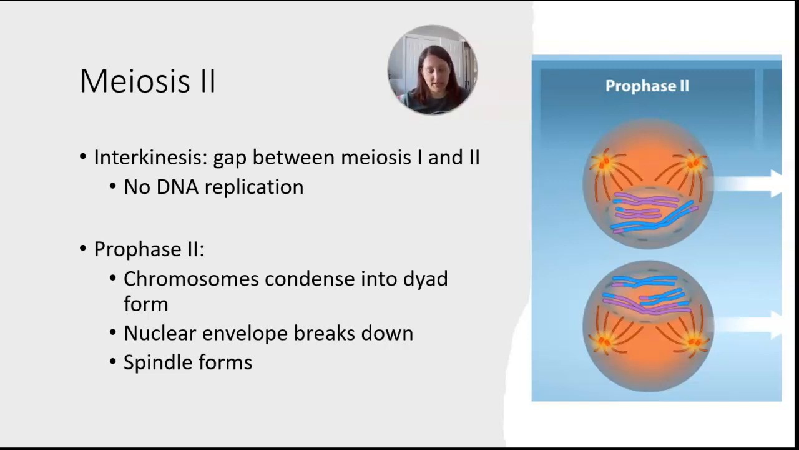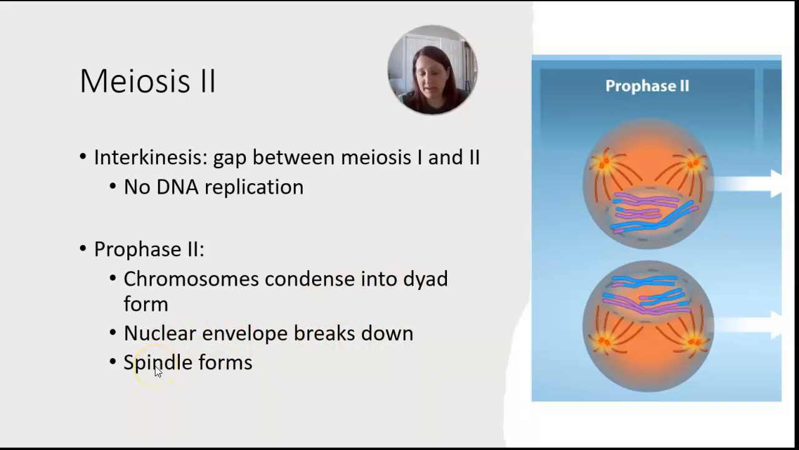Okay, so after interkinesis, if it happens, both cells will enter into prophase 2. In this picture, I'm showing you two cells, and both are entering into prophase 2. So what happens here? If the chromosomes decondensed at all during interkinesis, the chromosomes will recondense. They'll recoil back up into those structures that we call chromosomes. And they are dyad chromosomes, so two arms. The nuclear envelope will break down again.